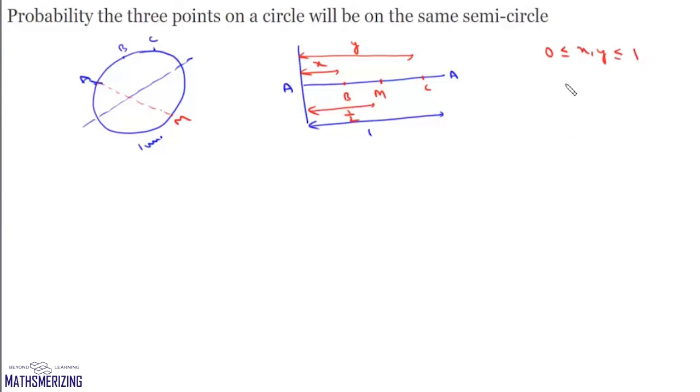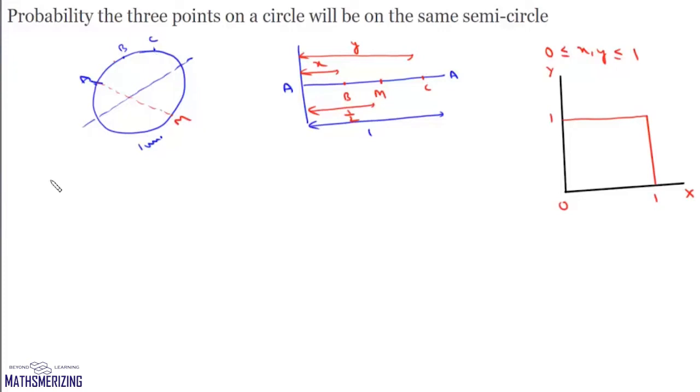So this entire sample space can be expressed as the square of area 1 unit. So this is 0, 1 and 1. This is x and say this is y. And all the points in this square correspond to different positions of B and C. Now we have to find the probability that these 3 points lie on the same semicircle.